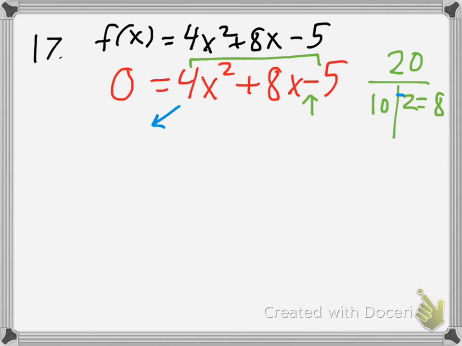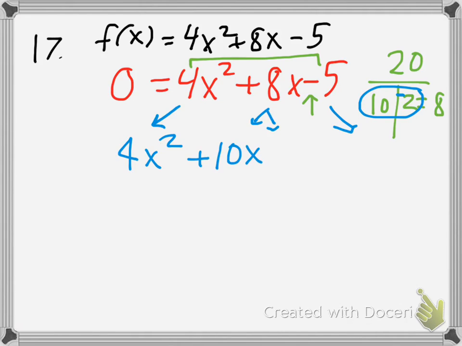So factor by grouping, the first and last term stay the same, but the middle term gets broken up. So my first term is 4x squared. My middle term gets broken up. Instead of 8x's, I'm using my 2 new factors here in any order. So instead of 8x's, that's 10x's minus 2x's, because if I recombine that, I get 8x's. And then minus 5, the last term stays the same.